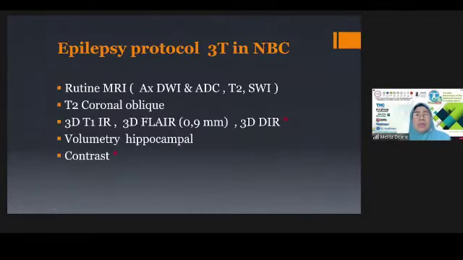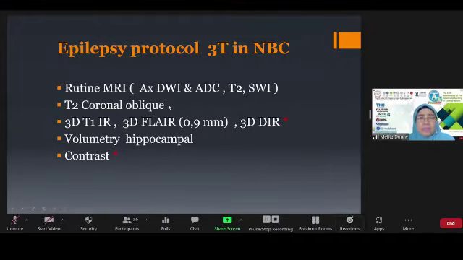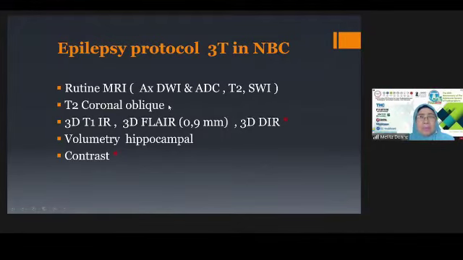So I start at NBC. We have until now an epilepsy protocol. Usually we use routine, first we use routine MRI. It includes axial T1, T2, and FLAIR, and then coronal oblique for the specific epilepsy, temporal epilepsy.